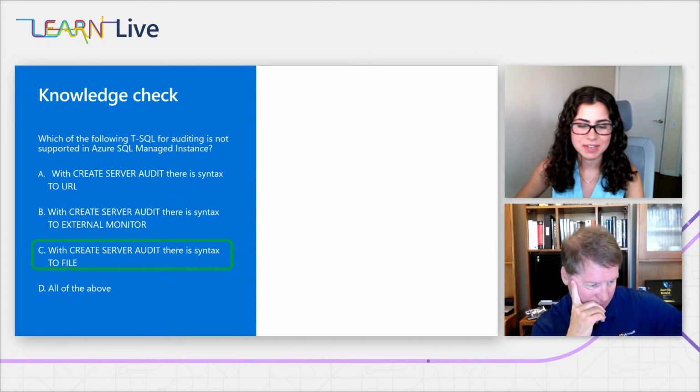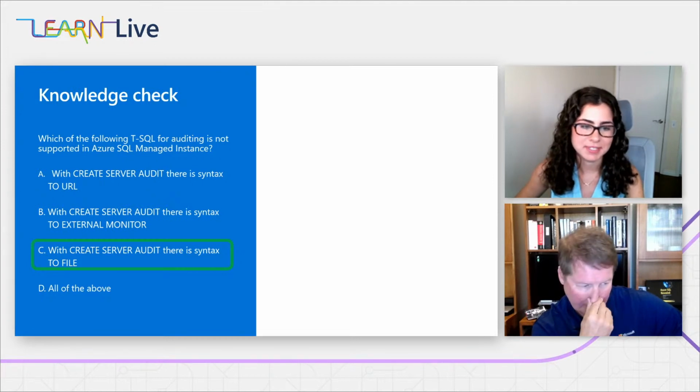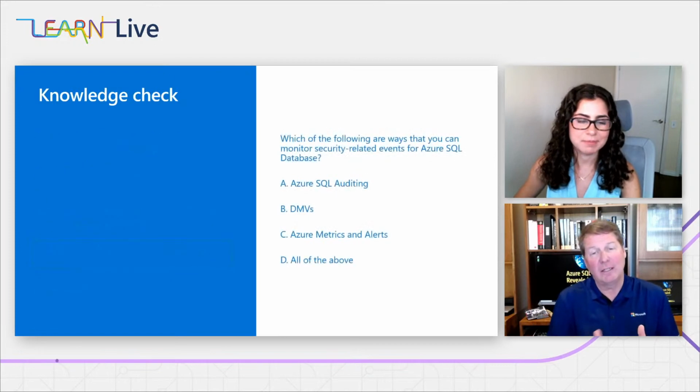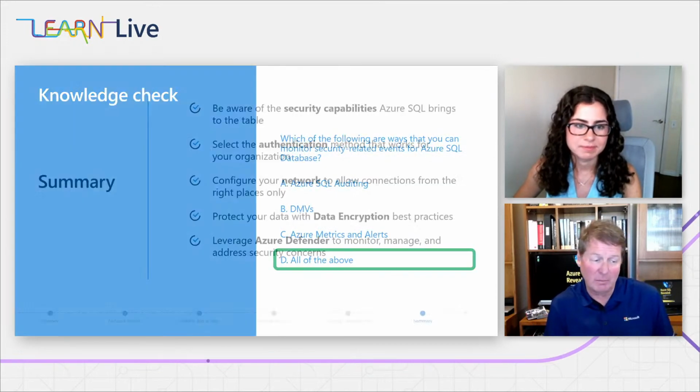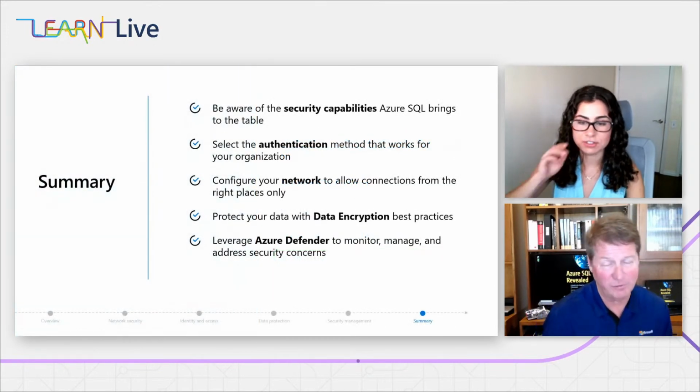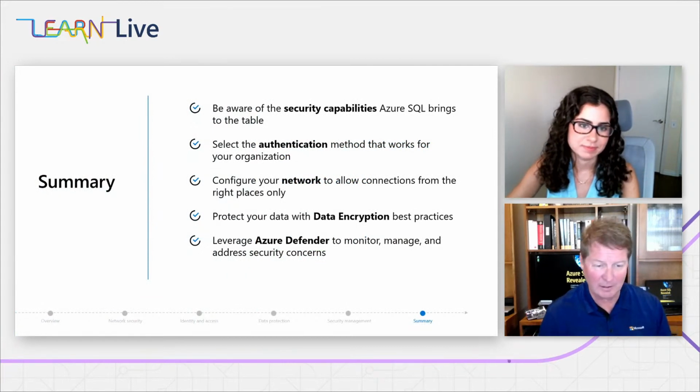It looks like a lot of people said C, but some people said all of the above. So they missed some of the "not" and maybe got tricked. Well, even if you said "is," it couldn't be that because you can't do the file. But yeah, once again, Anna tricking the audience.